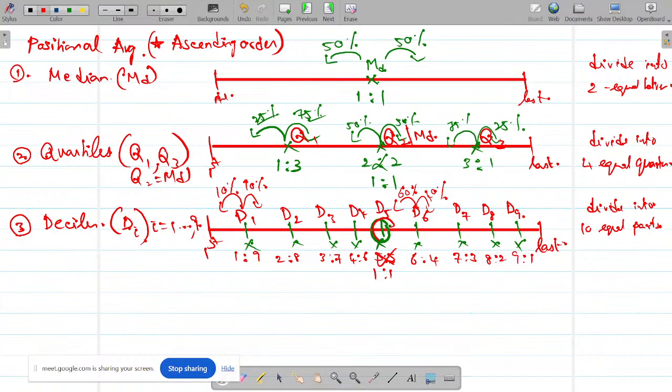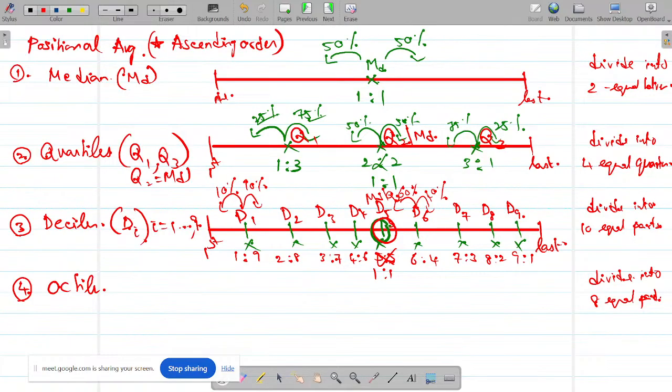Obviously, this D5 is nothing but the median, or you can call it quartile 2. Is it okay? Shall I take over? Instead of dividing into 10 equal parts, in between we divide into 8 equal parts. Actually, I have changed the order. First, I have to go for octiles. Okay, no issues. Divide into 8 equal parts. We call this octiles.